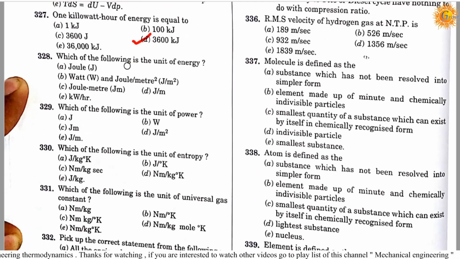Question number 328. Which of the following is the unit of energy? Option A is a joule, option B watt and joule per meter square, option C is a joule into meter, option D is a joule per meter, and option E is kilowatt per hour. So the correct answer is A. It will be joule.